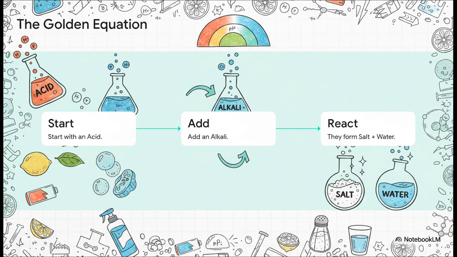Let's see how this builds into the absolute coolest recipe in all of chemistry. We call it the golden equation. Step 1, start with an acid. Step 2, add an alkali. Step 3, watch them react to form salt plus water.